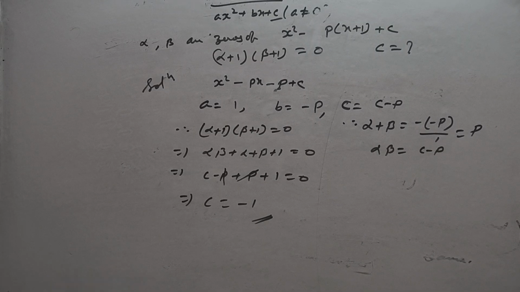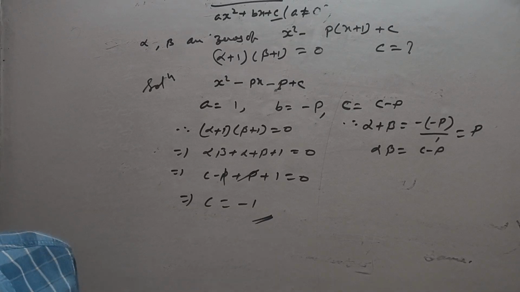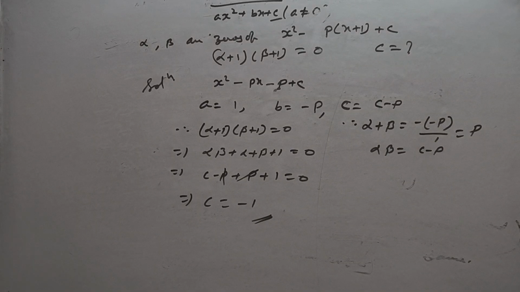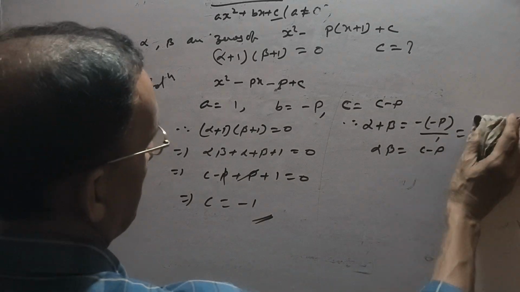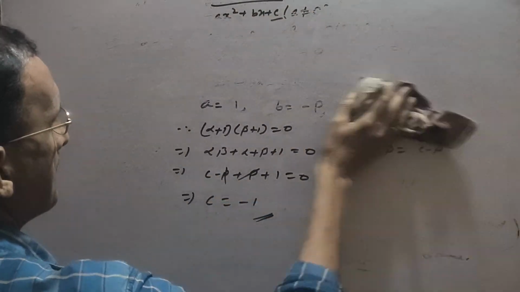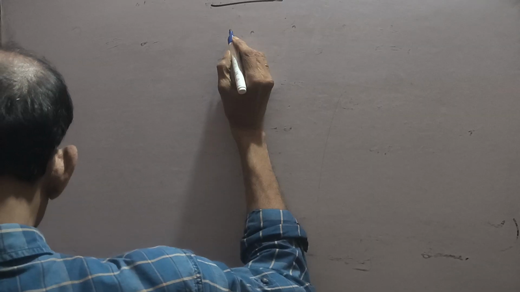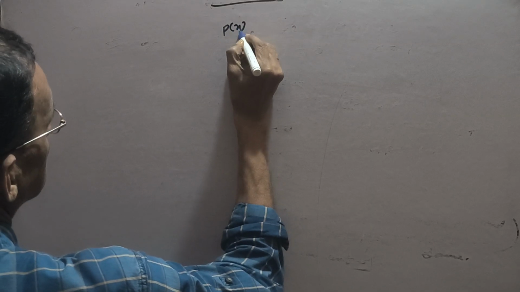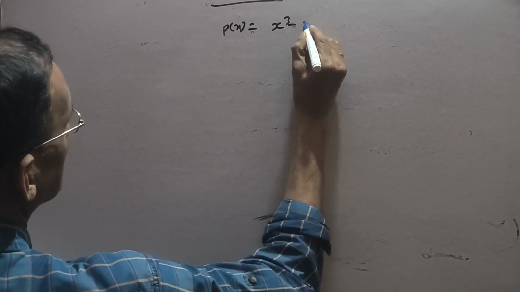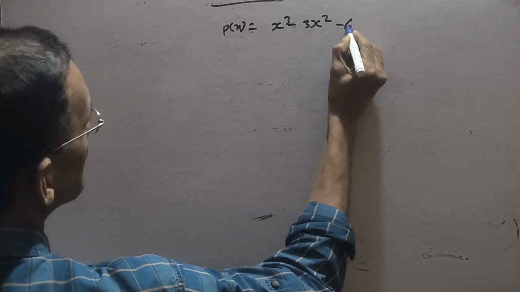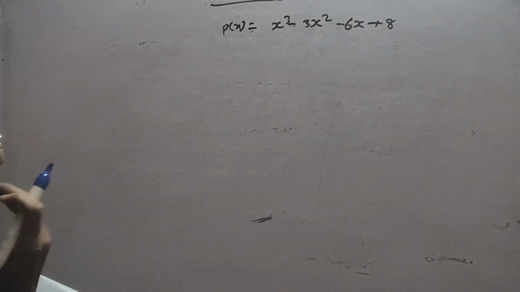Okay. Now number 5. Number 5 is a cubic polynomial. The question is on a cubic polynomial. See, for the cubic polynomial they have given p of x. Let the polynomial p of x be x cube minus 3x square minus 6x plus 8.